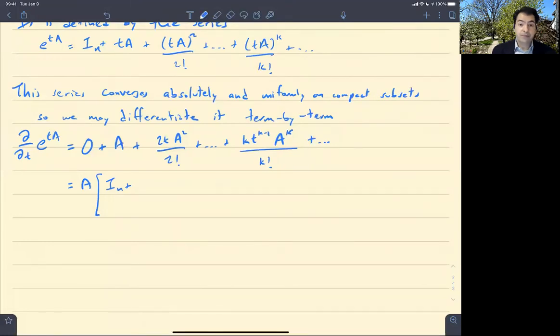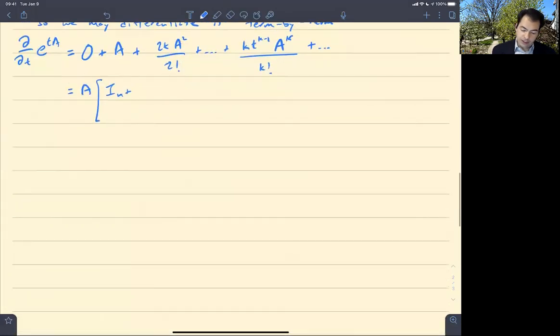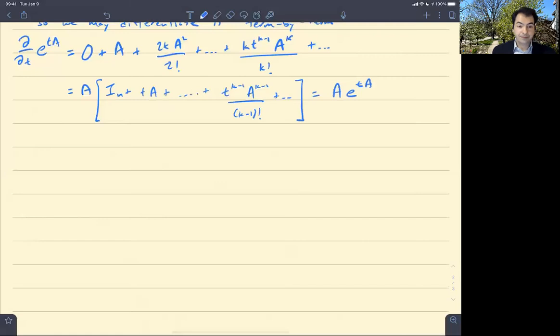Right, sorry about that. Okay, having done that correctly this time, now I can pull out a common factor of a on the left or the right. If I pull it out on the left, then I end up with identity plus t times a, and so on, with the kth term. Well, here this term would be t to the k minus 1, a to the k minus 1 divided by k minus 1 factorial, and so on. And we recognize this as a e to the ta.